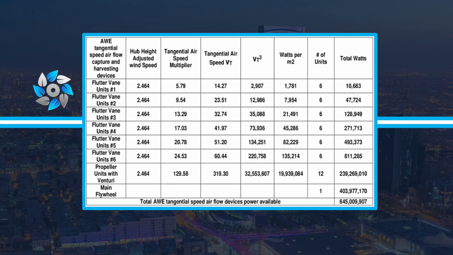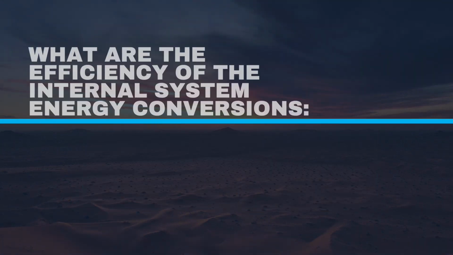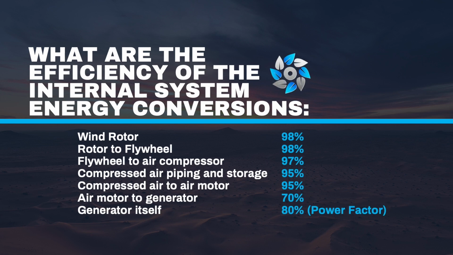as an energy source. What are the efficiency of the internal system energy conversions? When the efficiency of the internal system energy conversions is considered, we derive the individual efficiencies of each OAR element. Wind rotor, 98%. Rotor to flywheel, 98%. Flywheel to air compressor, 97%. Compressed air piping and storage, 95%. Compressed air to air motor, 95%. Air motor to generator, 70%. Generator itself, 80%.